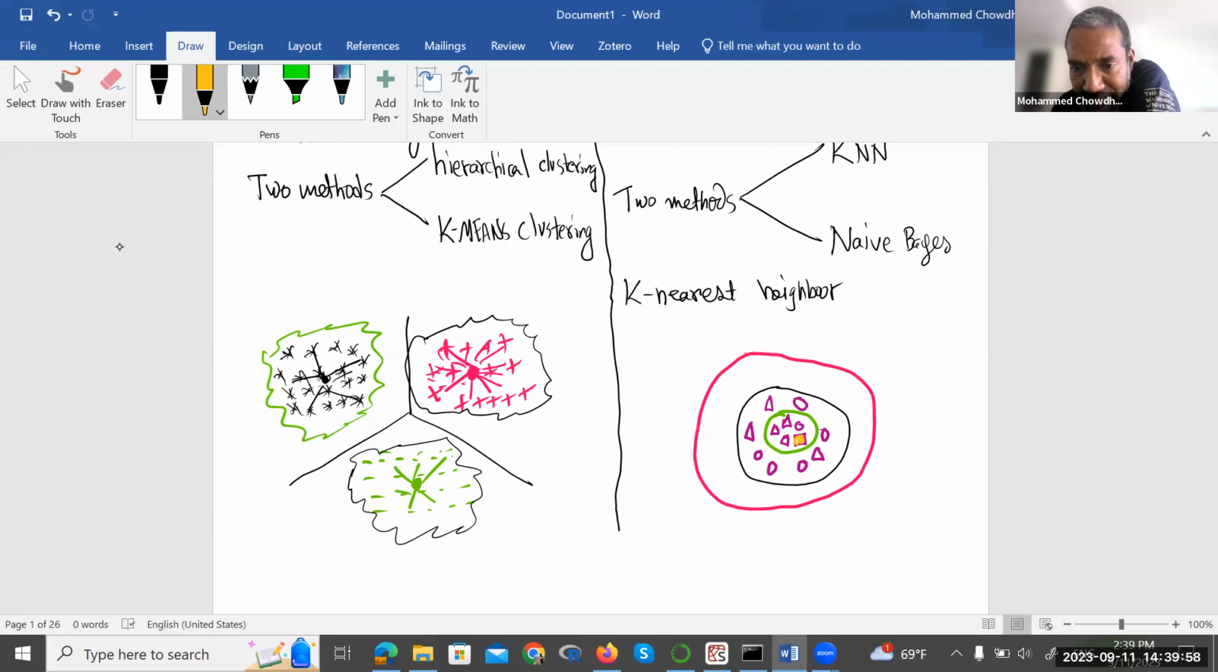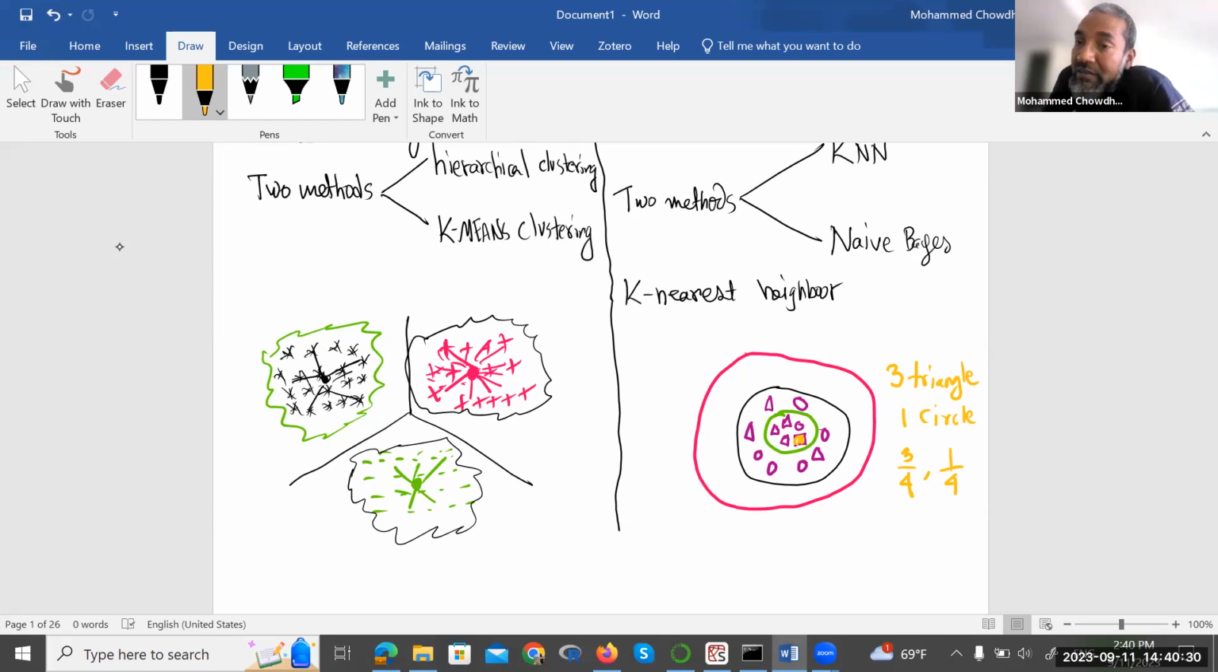Now take a look at that. In the green circle, there are altogether three triangles and one circle. So now probability of a triangle is what? 3/4, and probability of a circle is what? 1/4.